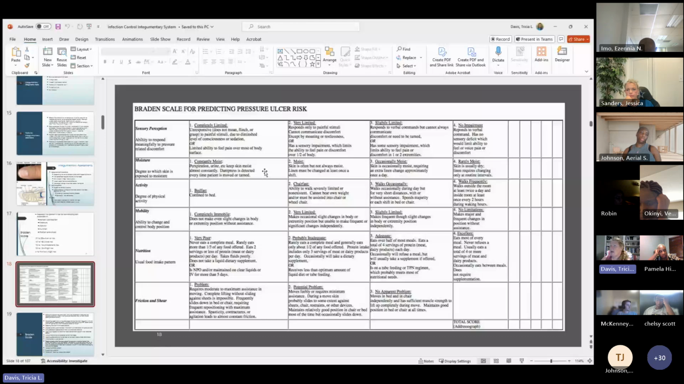So then we have to choose, are they completely limited, very limited, slightly limited, or no impairment? No impairment would mean they respond to verbal commands. They have no sensory deficit which would limit their ability to feel or voice pain or discomfort. That's pretty self-explanatory. Slightly limited means that they respond to verbal commands, but they cannot always communicate. They can't communicate discomfort, or that they need to be turned, or they might have another type of sensory impairment which limits their ability to feel pain and discomfort in 1 to 2 extremities.